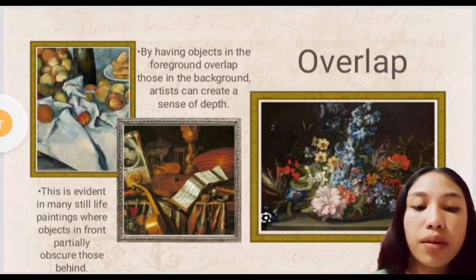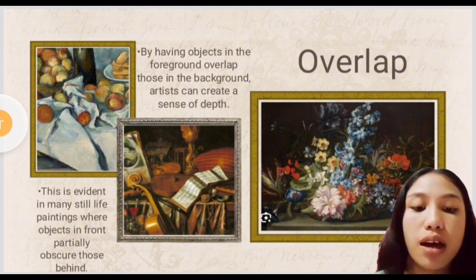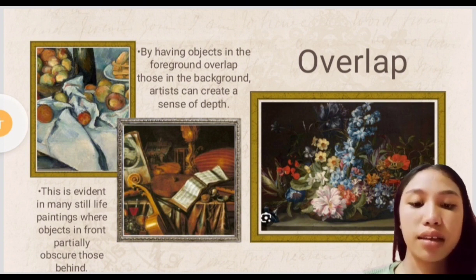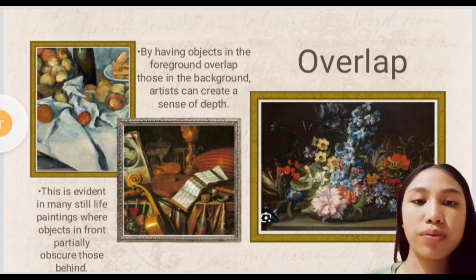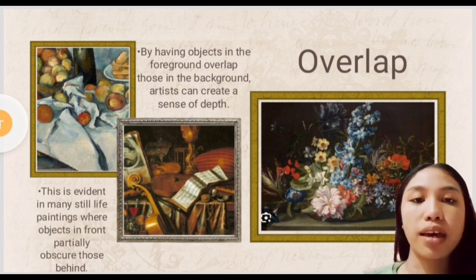Overlap. By having objects in the foreground overlap those in the background, artists can create a sense of depth. This is evident in many still life paintings where objects in front partially obscure those behind.